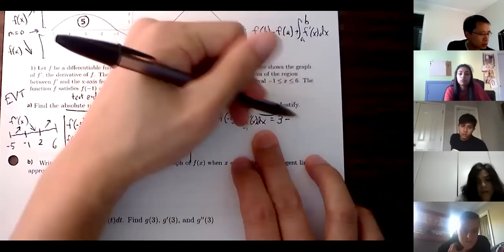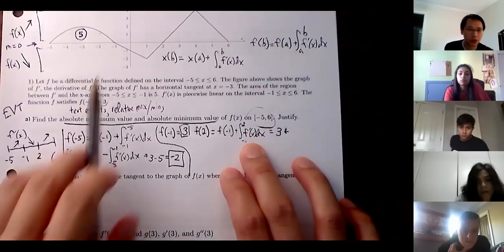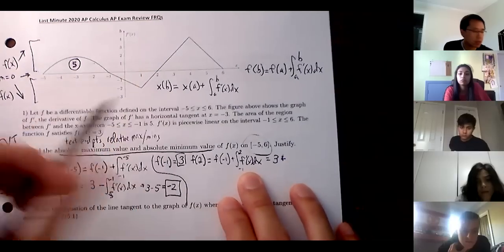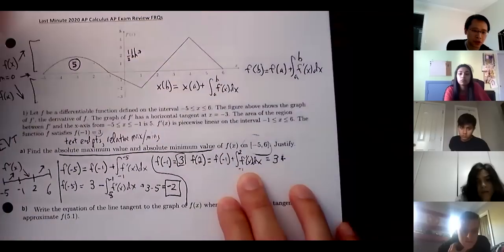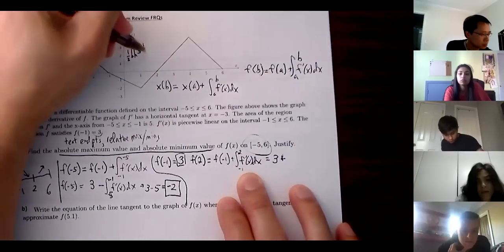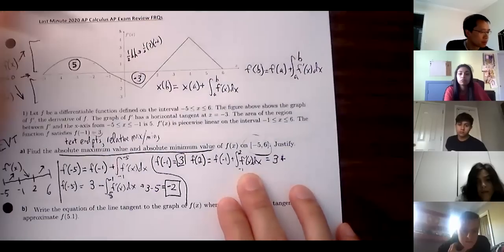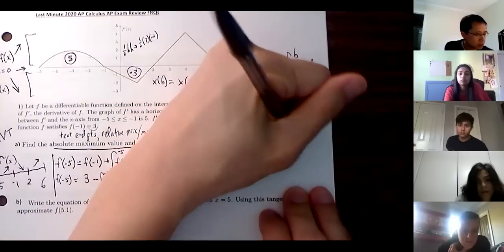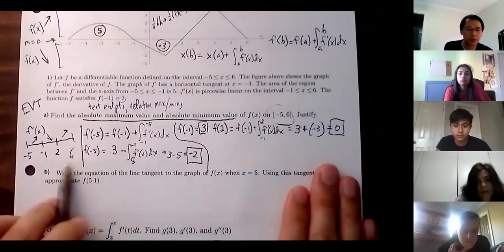And now we have to figure out what is the region from -1 to 2. So from -1 to 2, we see a triangle here. This triangle, we can do 1/2 base times height. So we have 1/2, 3 times -2. So that's -3. So we have -3 as our displacement. 3 minus 3 is 0. All right, one more point to go. We need to find f of 6 as well.